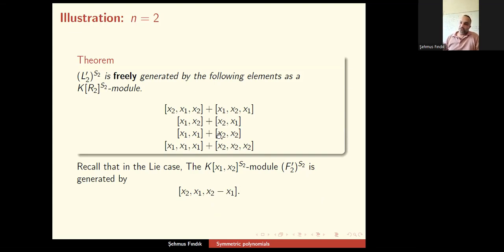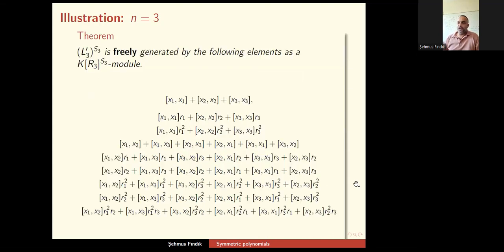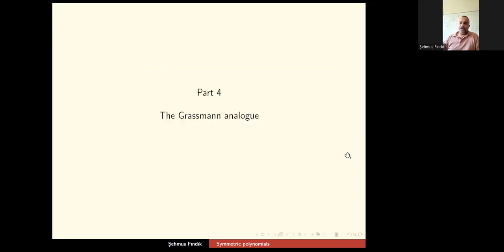And we have additional ranks in here in order to get a compatible result. So in rank 3 also we have more elements in here. And the Grassmann analog.